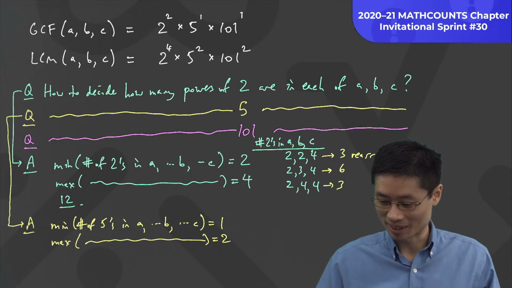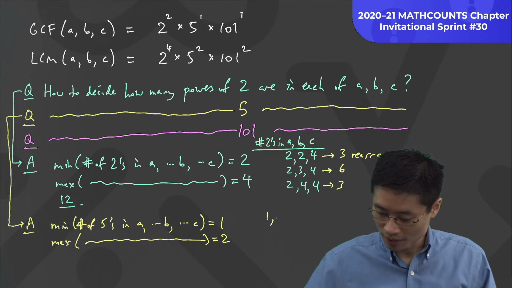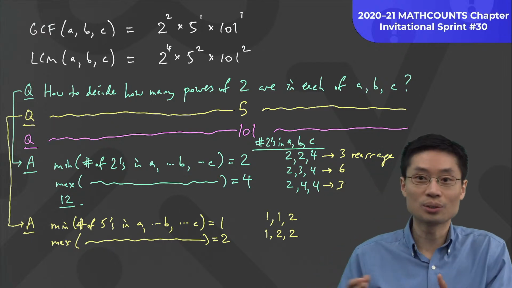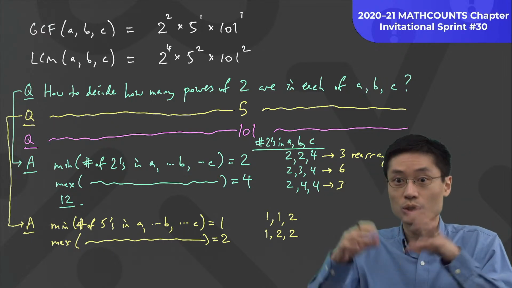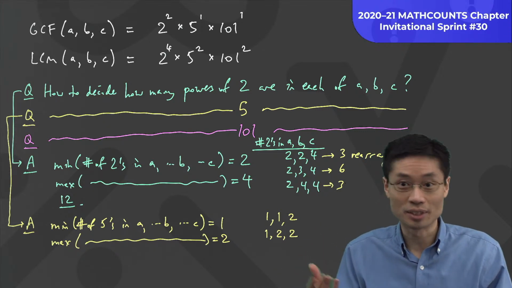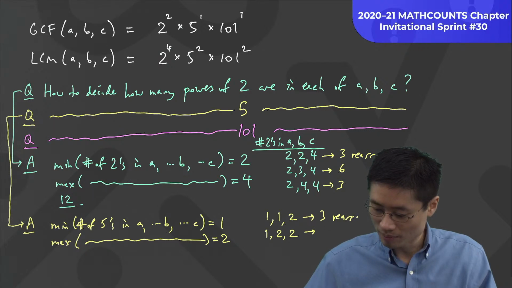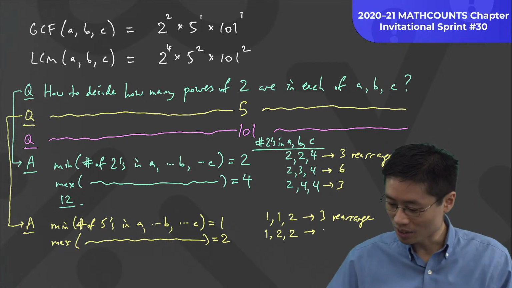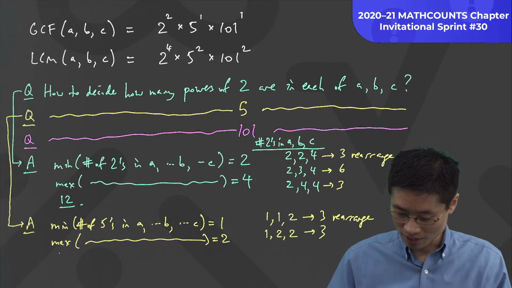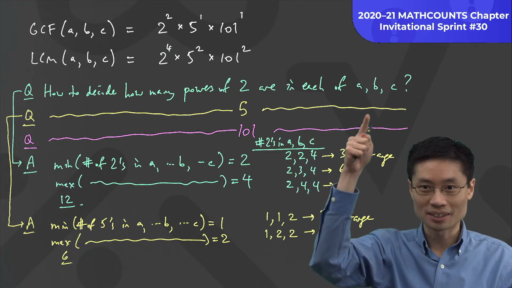Well, I've got even less choices. So here the number of 5's in A is 1, and then it could be 1, 1, and 2, or 1, 2, and 2. Those are the only 2 general ways that I can divvy up these powers of 5 in A, B, and C. And the number of rearrangements that each of these has is 3. So 3 plus 3 is 6. So I get 6 here. And so my answer to the whole question is going to be 12 times 6 times 6.